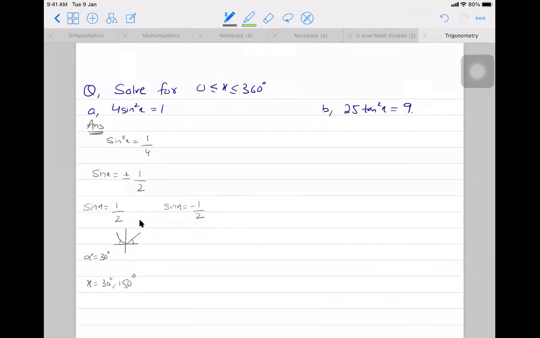Then you are going to take sin x as negative, so that's going to be in the third and the fourth quadrant. The basic angle is still going to be 30 degrees. So the other angles of x from here are going to be 180 plus 30, that is 210, and 360 minus 30, that is 330 degrees. These are the four answers. Okay. Right.